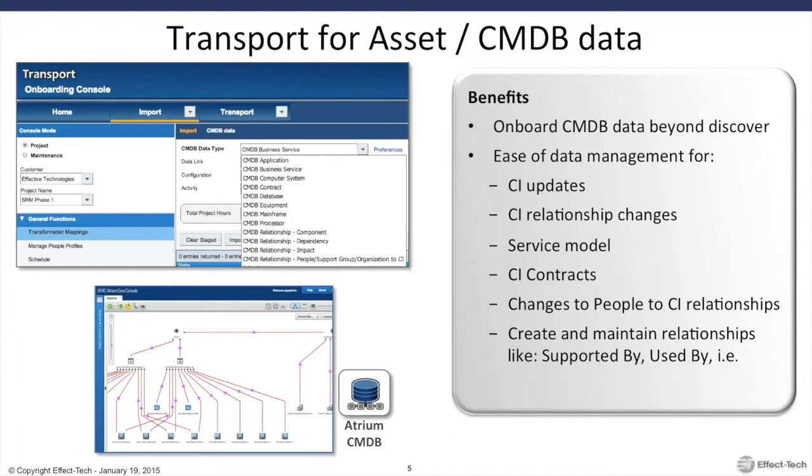CI contracts is an example. I have one customer that has automated the loading of contracts because they consume that from an asset perspective. And then the final last two is just those people to CI relationships that are constantly changing. We can automate the update of that, as well as those relationships around the CI, who's supporting it, who's using it, and so on. We'll actually see that in the demo as well.